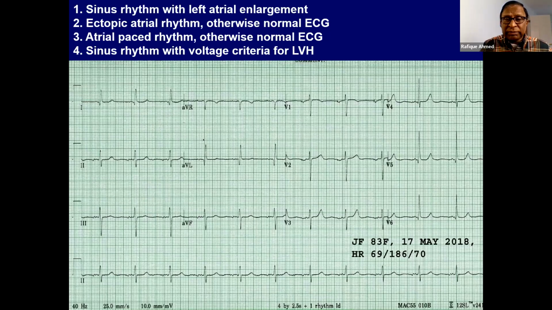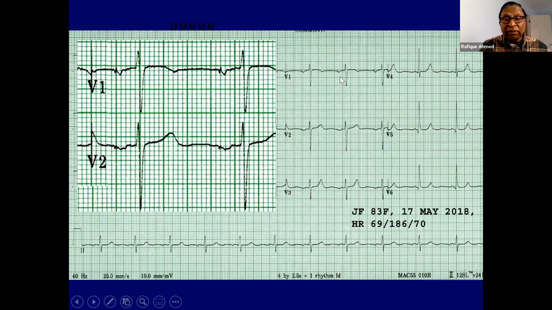How about this one? I'm going to go over this quickly. Again, this is the same pattern. It's a little bit more clear. You can see in lead V1, there is a tiny pacing spike. It's so small, it's difficult to see. And that's why you have to pay attention. So when I magnify this, you can see this. I have magnified V1 and V2, and you can look at the pacing spike.